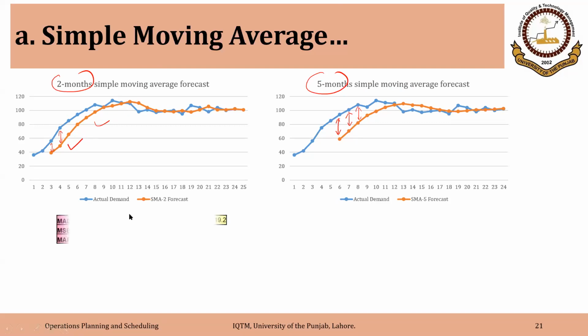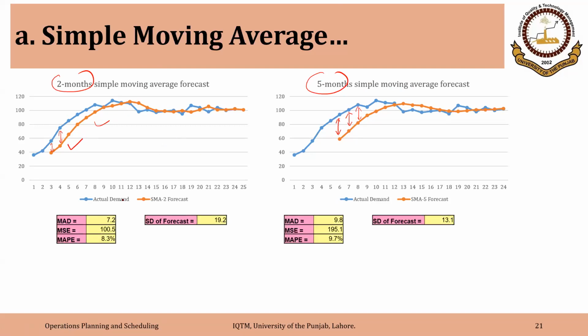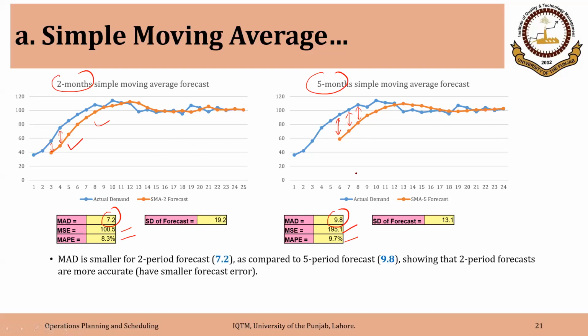And if we compare the numerical values, you can see that MAD using the 2 months average forecast is 7.2 and it is 9.8 for 5 months. And other values like MSE and MAPE are also smaller for the 2 months forecast than they are for the 5 months forecast. So the conclusion we reach is that MAD is smaller for the 2 period forecast, 7.2, as compared to the 5 period forecast, 9.8, showing that the 2 period forecast is more accurate and has smaller forecast error.